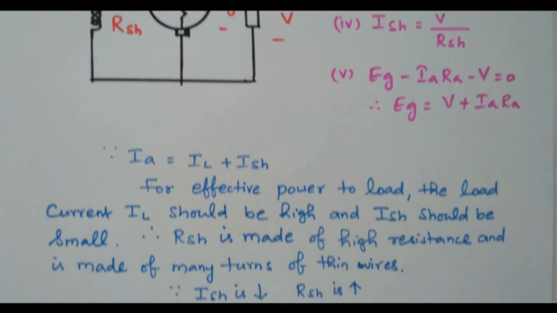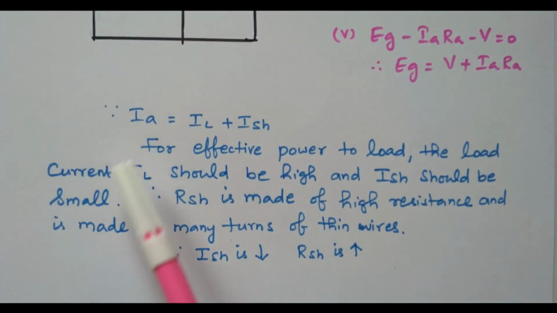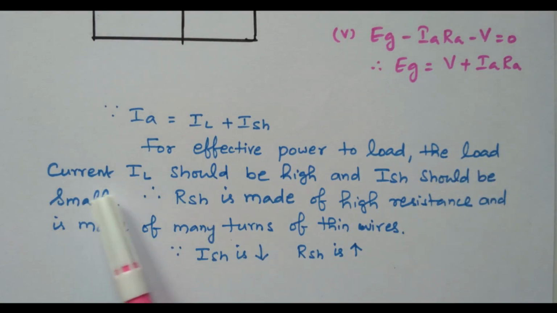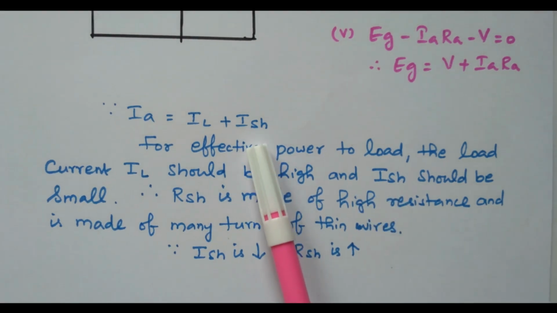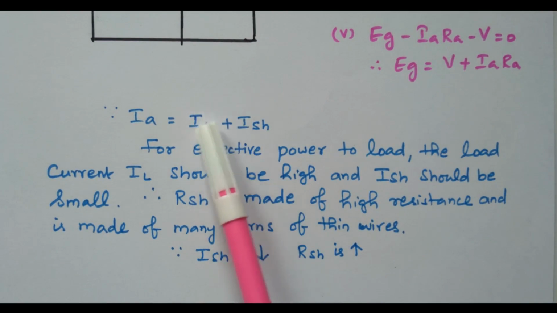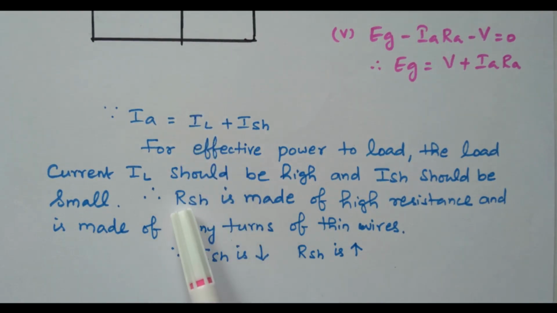Now we will see the further detail. IA equals IL plus ISH. For effective power to the load, the load current IL should be very high. If the load current IL is very high, the power will be more, so ISH should be very small. The current diverted through the shunt field winding should be lesser so that IL will be more. So the shunt field winding is made to have high resistance, so that less current will flow.